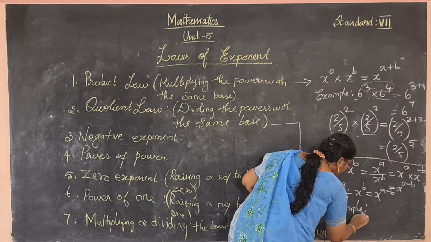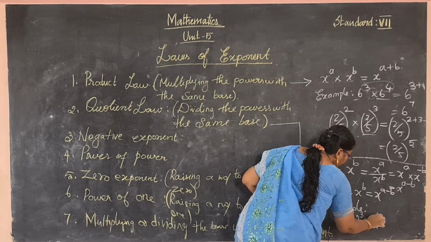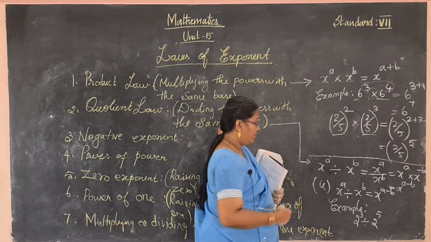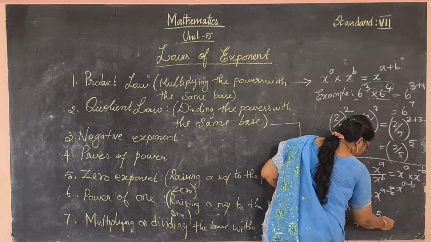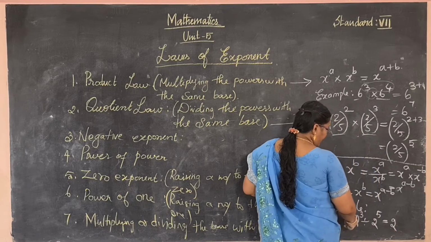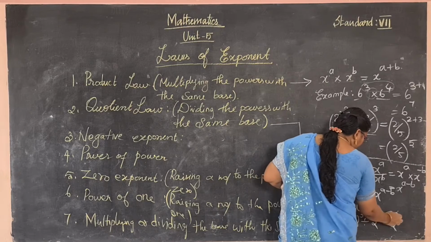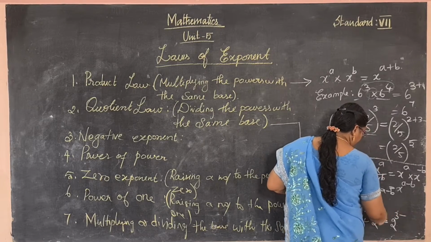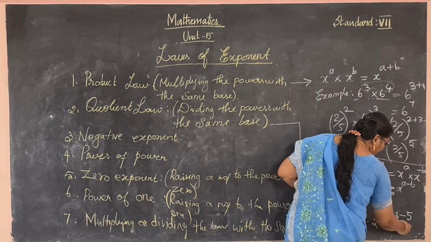2 power 3 divided by 2 power 5. Here the b value is greater. Listen, what is the base value? The base value is 2. Now the powers are subtracted: 3 minus 5. So what is the value?